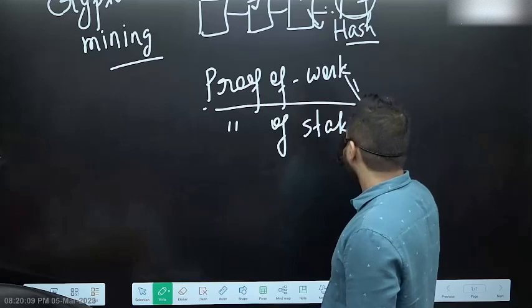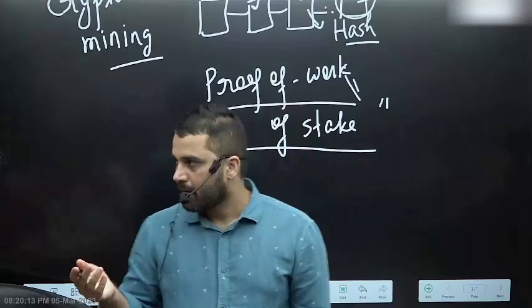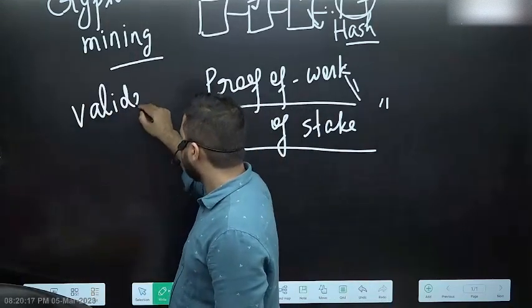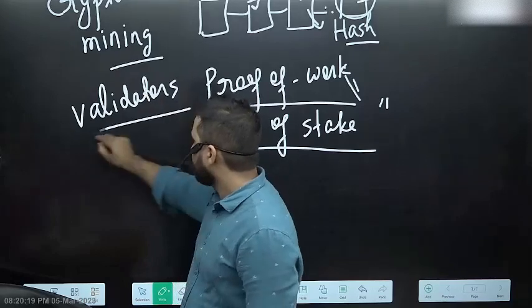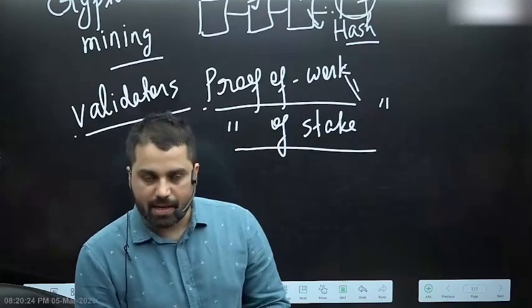that यहाँ पे सबसे पहले तो miners नहीं होंगे. There will be no one who will be a miner here. We will have what we call validators. तो Ethereum में जो भी transaction हो रहा है, every block in which a transaction is happening.